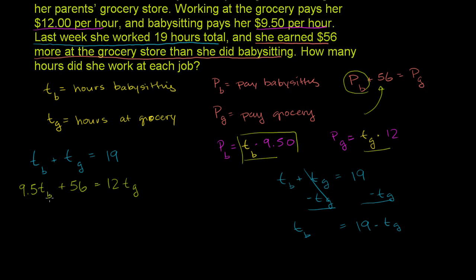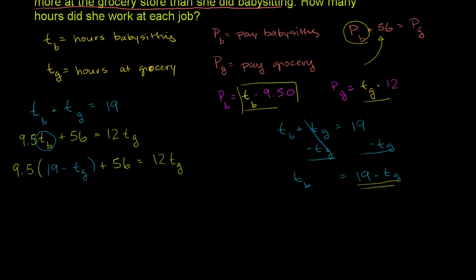So everywhere we see the time babysitting, we can substitute it with this expression right here. That's what t sub b is. So this equation becomes 9.5 times the time babysitting, which we just figured out from the top equation is 19 minus the time at the grocery, plus 56 is equal to 12 times the time at the grocery. And now we just have to solve for the time at the grocery.